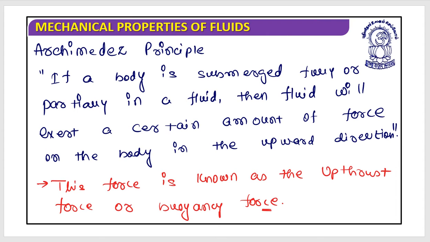So when any body is submerged fully or partially, it is not required that it must be completely submerged in a liquid. Either it is submerged fully or partially in a fluid. Then this fluid will exert a certain amount of force on the body, and this force acts in the upward direction. This force is known as the upthrust force, or we can say it's a buoyancy force. I hope this is clear. So let's look diagrammatically at how this situation will occur.